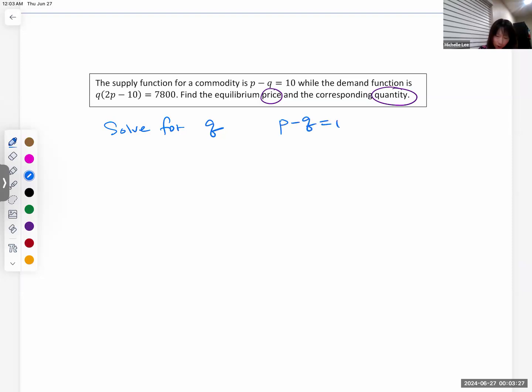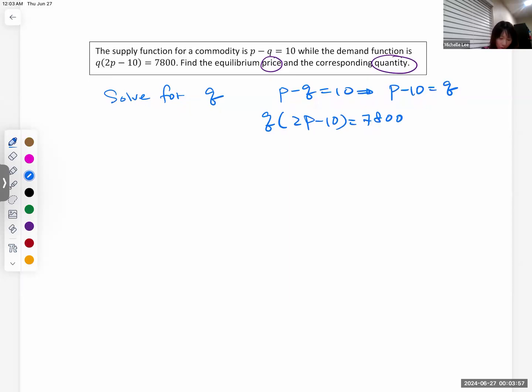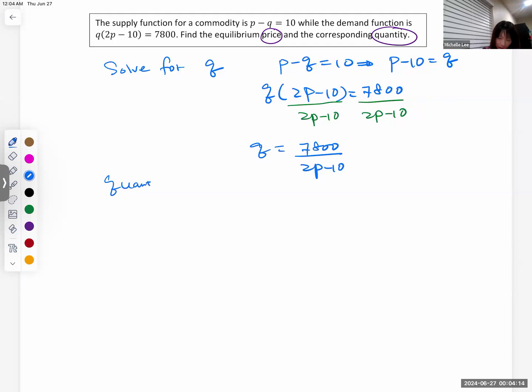So P minus Q equal to 10. So we move Q to the other side and 10 is this side. So we have P minus 10 equal to Q, right? All right. We have also Q times 2P minus 10 equal to 7,800. So Q, we divide by 2P minus 10 both sides. So we have Q equal to 7,800 over 2P minus 10, right? So let's make a quantity equal to quantity. So there will be P minus 10 equal to 7,800 over 2P minus 10, right?